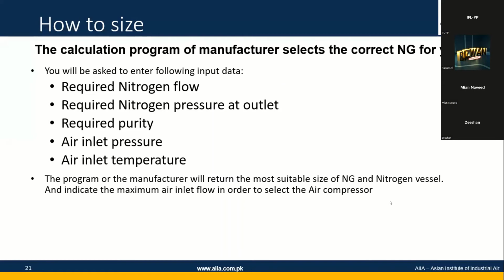So you just need to give the required nitrogen flow, and you need to tell the pressure you will need at the outlet and the purity you will require at the outlet. You need to give the inlet pressure and the inlet air temperature also, because this is very important. And then the program, the calculator, or the manufacturer will return the most suitable size of nitrogen generator and the nitrogen vessels.